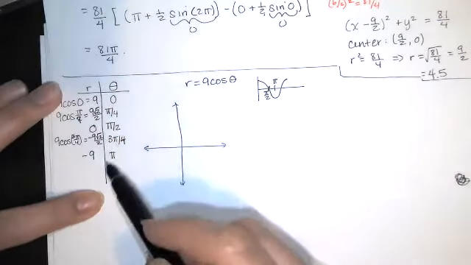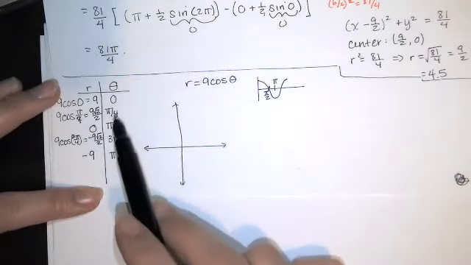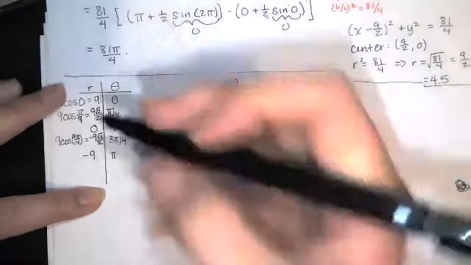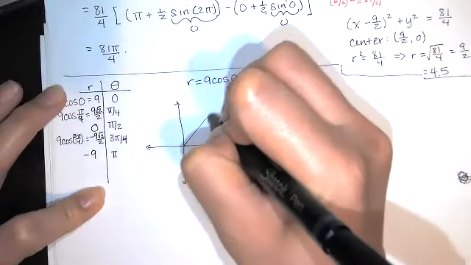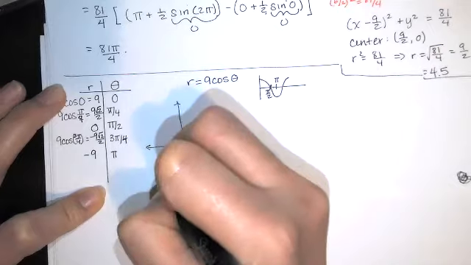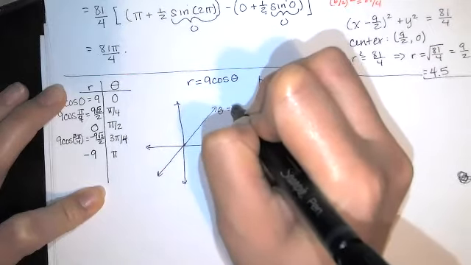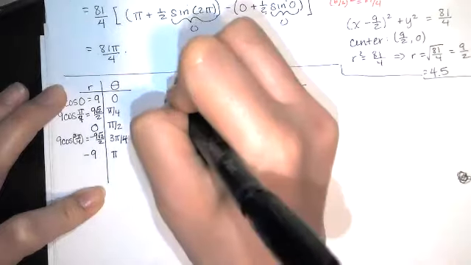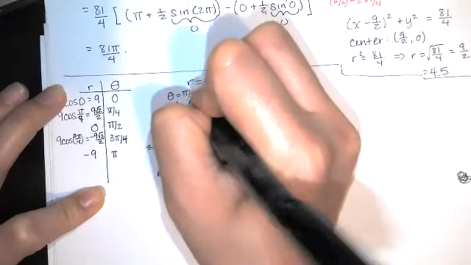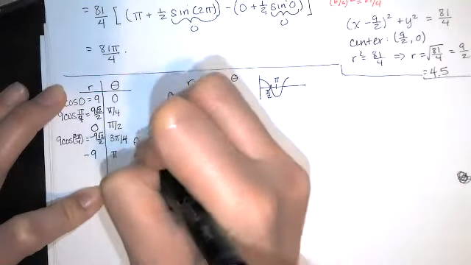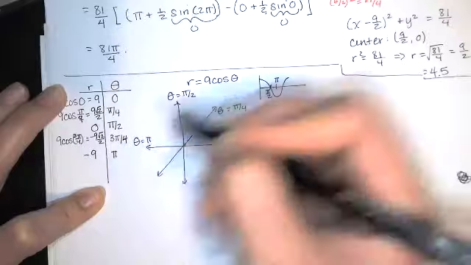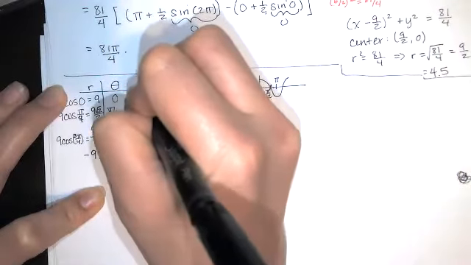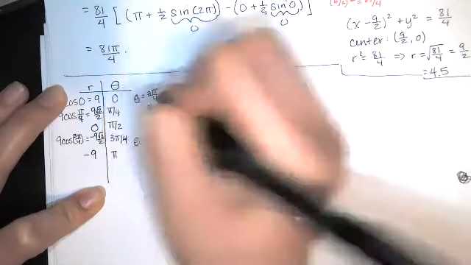Okay, and I just chose 4 angles. I chose 0, pi over 4, pi over 2, 3 pi over 4, and pi. Pi over 4, that's this line. It's theta equals pi over 4 on that line. This is theta equals 0 on this line. This is theta equals pi over 2. And this is theta equals pi on this line. And theta equals 3 pi over 4 is over here.